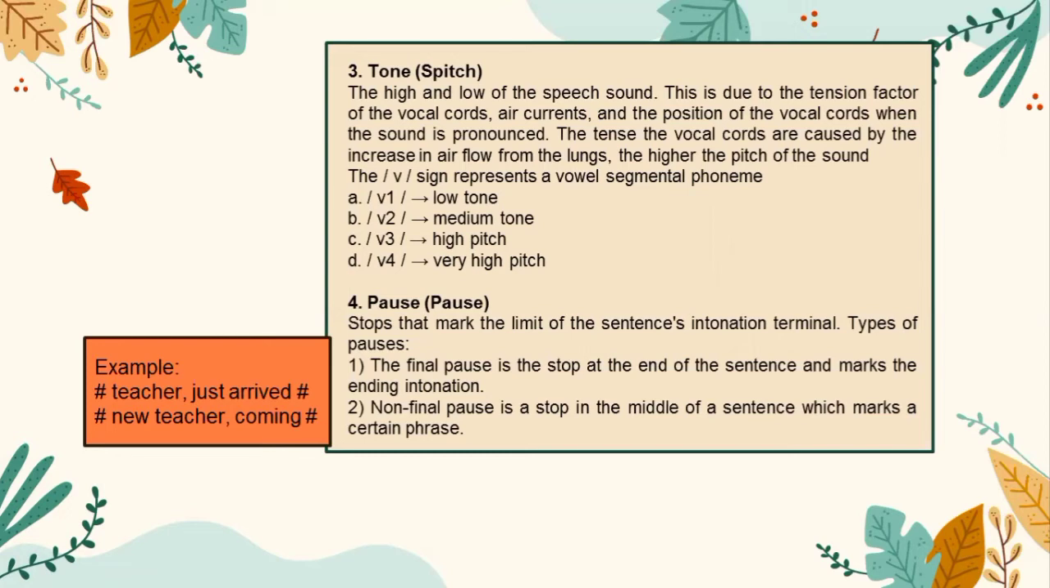Fourth is pause. A stop that marks the limit of the sentence intonation terminal. Types of pause. First, the final pause is the stop at the end of the sentence and marks the ending intonation. Second, non-final pause is a stop in the middle of a sentence which marks a certain pace. For example, teacher just arrived and new teacher is coming. Next.